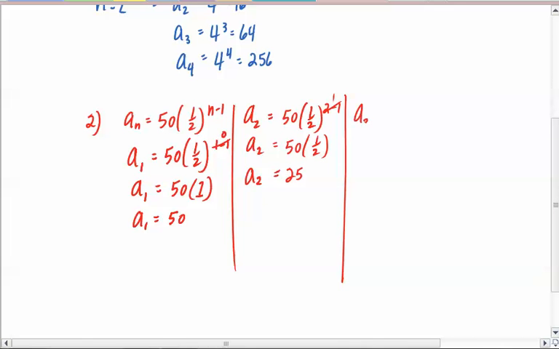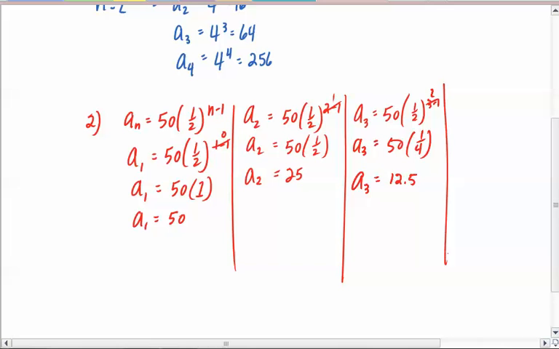My third term, 3 minus 1, is going, oops, let me go below it. A sub 3 then is 50, and that's going to be a 2, so we're going to say that's a fourth. And then a sub 3 would have to be a fourth of 50, which ends up giving me 12.5.